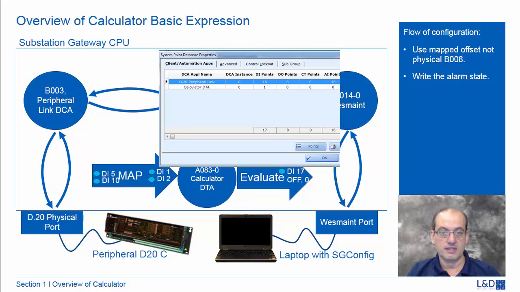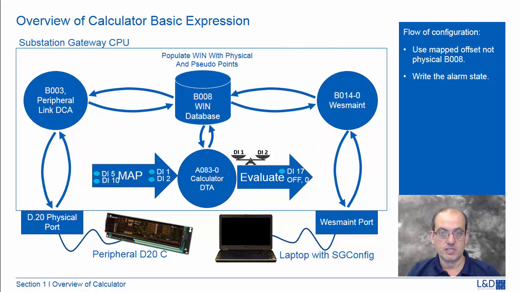So in the B008 database, what we should see right now, if we did our configuration properly, is digital input number 5 off, digital input number 10 off, and digital input number 17 also off. These points, of course, will be displayed in the westmain using sgconfig if we have sgconfig and a VT100 terminal connected to our westmain.